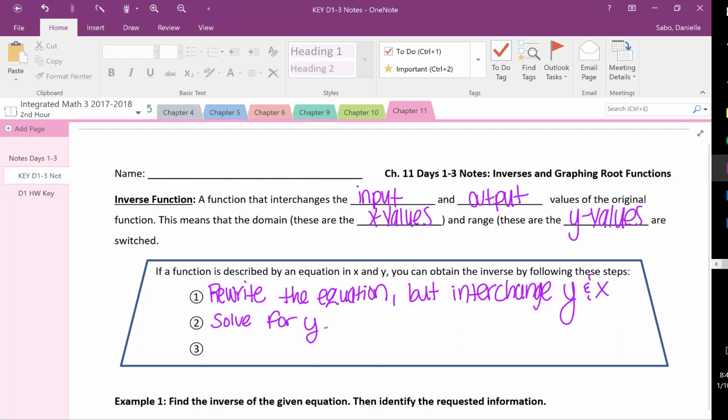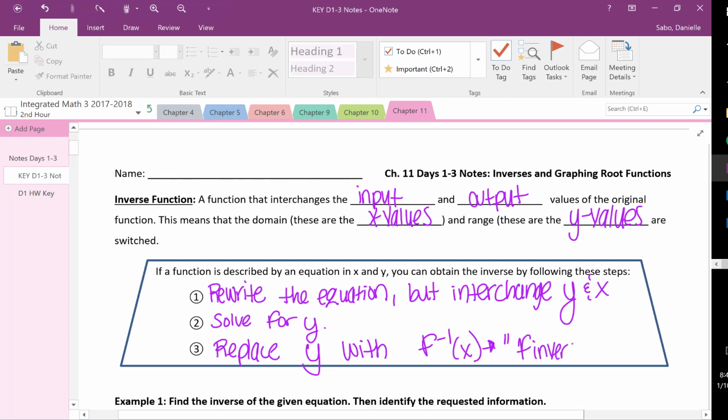So I think we kind of went over this a little bit. Does anyone remember what the notation is for inverses? It's okay. I'll tell you. So we're going to replace y with f of negative 1 to the x power, because that means inverse. Specifically, if you were to actually say this out loud, if you were to say it in your head, it means f inverse of x.